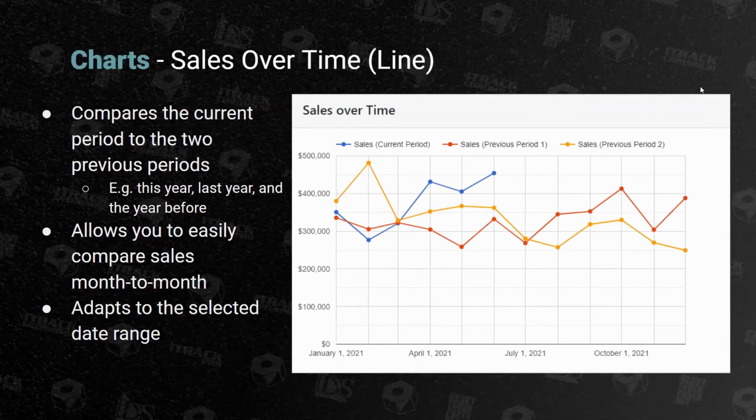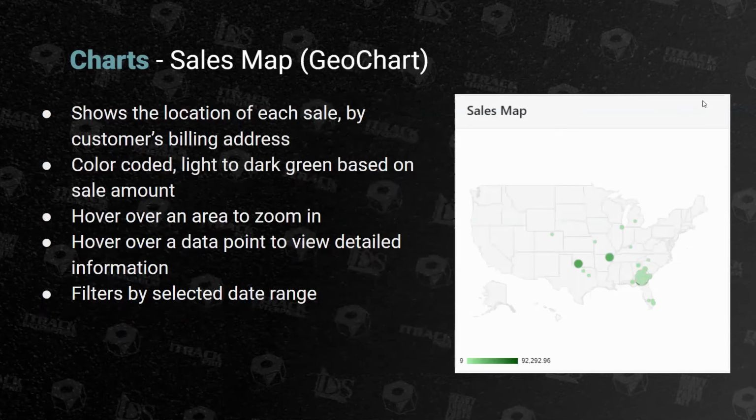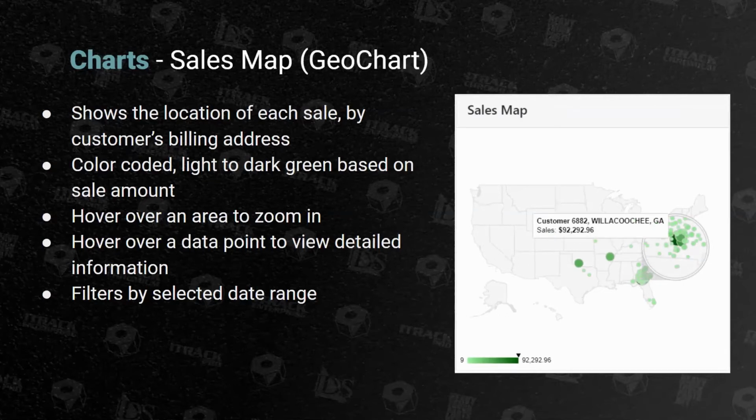So moving on to our next subject, which is the sales map. Basically this chart shows you the location of each sale within the selected time period, which is determined by the customer's billing address. Each dot on the chart is color and size coded, which means that the darker green and larger the dot is, the higher the value of the sale. If you hover over an individual sale, it shows you the customer and the sale amount as well.